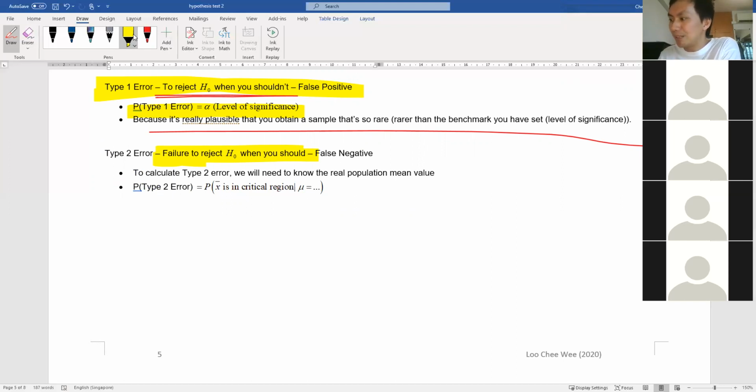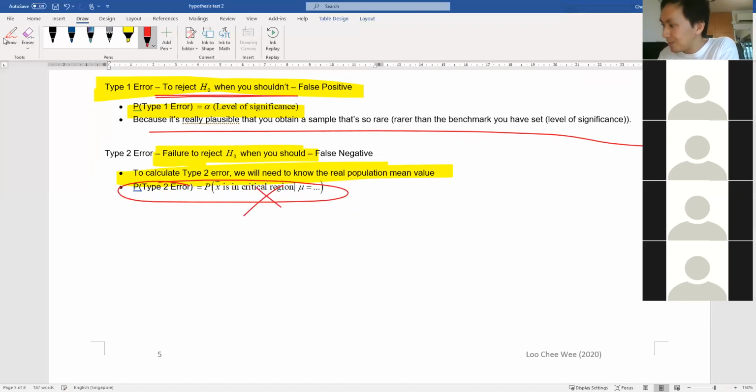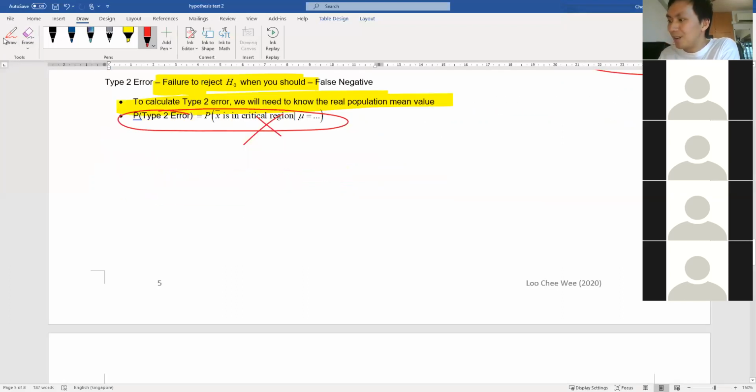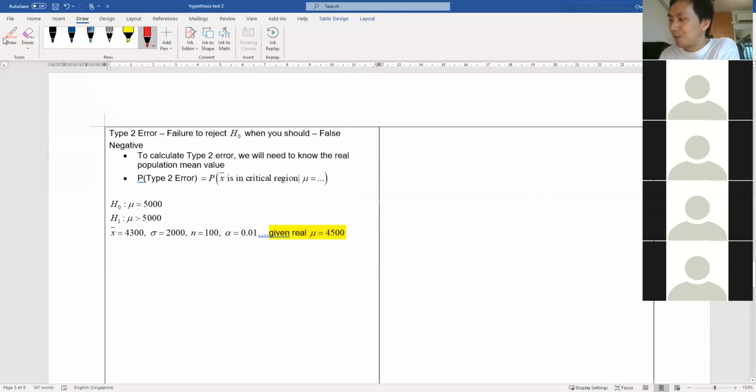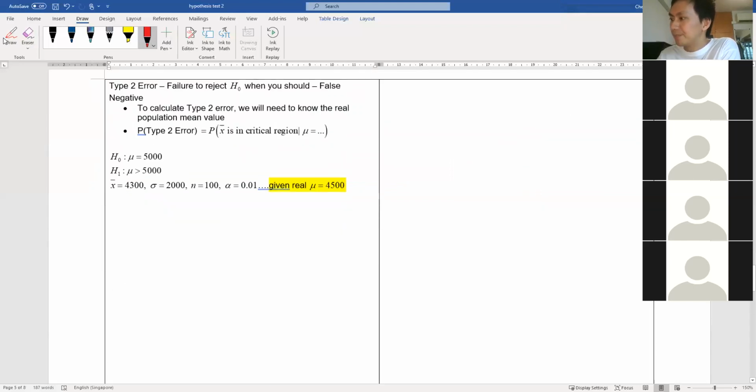So to calculate type 2 error, when you should reject means the original hypothesized value is wrong. So to do this, the question is to give you the real population mean. Okay, this one is an error here. Don't worry about this first. Sorry about this. What do I mean by that? Let me just go through with a numerical example. This is the meaning of a type 2 error. This one is not in critical region.